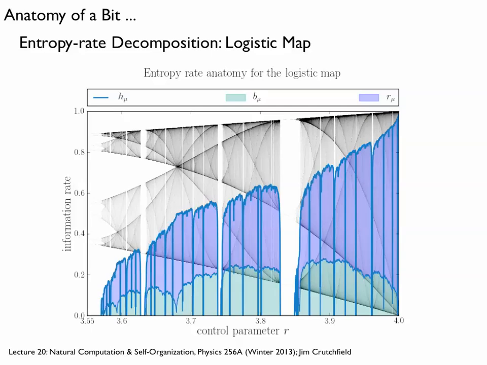Here's the logistic map. Really nice diagram that Ryan made. So what we have here, it's a stacked plot again. This is a logistic map going from 3.55 up to r equals 4, where it's fully 2 to 1. We have here essentially h mu at the top. This is the r mu piece, and this is the b mu piece. And then this is our bifurcation diagram for geographic reference here.